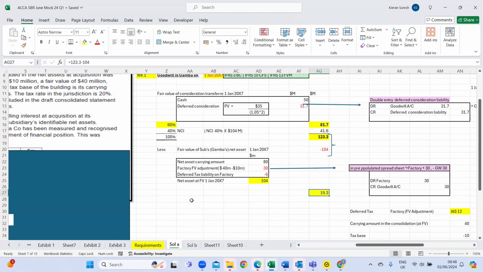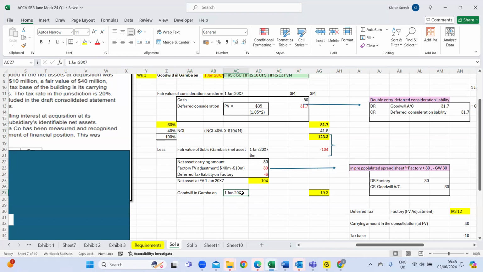So this 19.3 here is known as what? This is the goodwill in Gamba, right, on what date? At the acquisition date. So 1st Jan 2017, right? Now, what is important here? You see this now, right? This was 41.6. All these are for 1st Jan 2017.